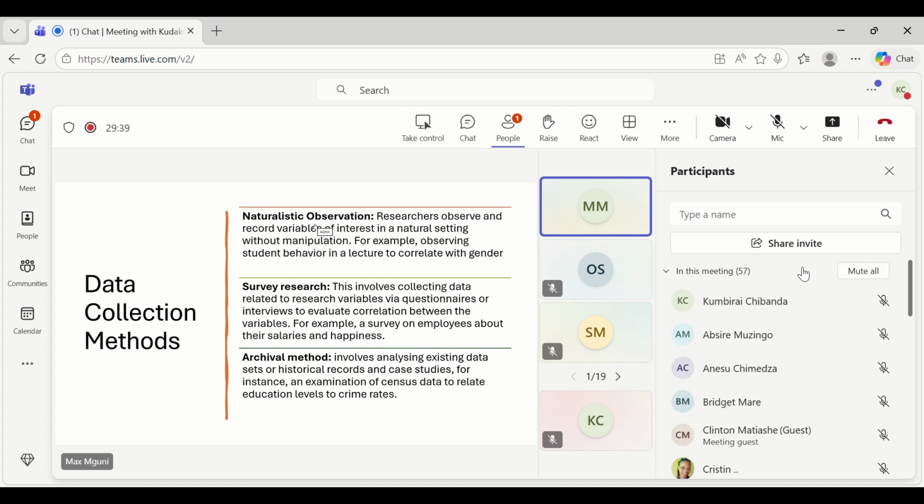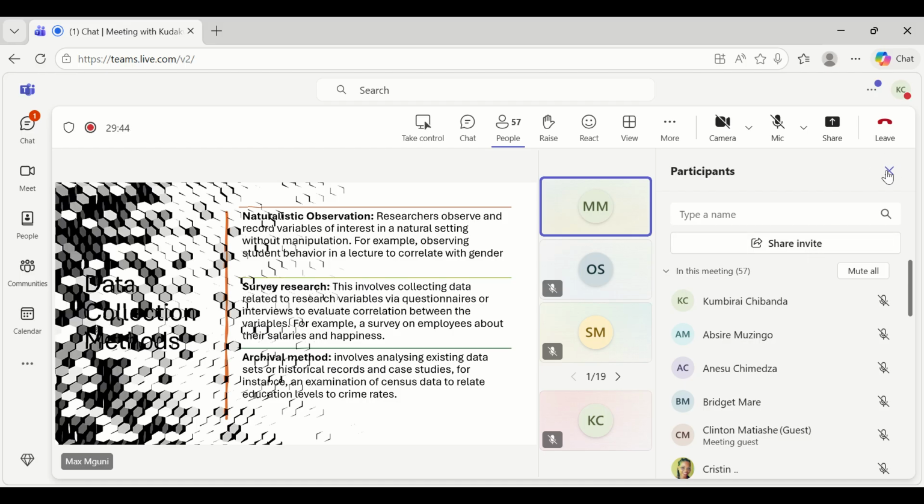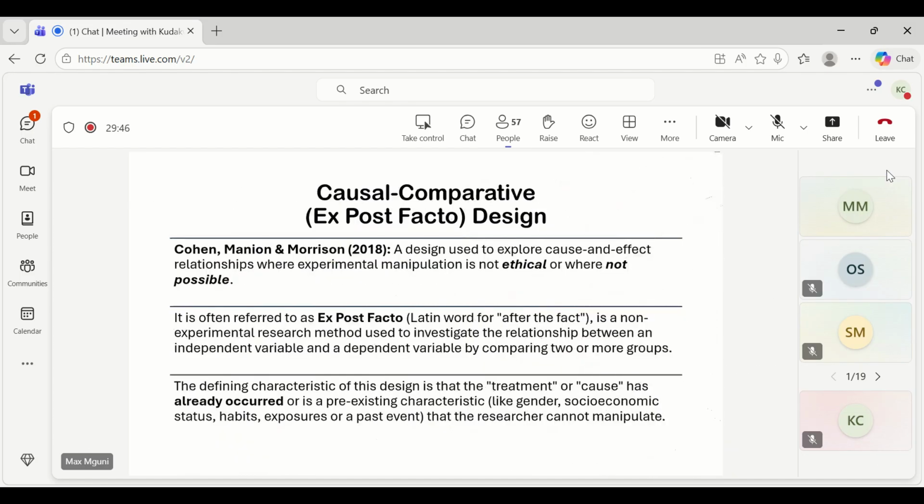Okay, now we move on to the next study design. It's called the causal comparative or ex post facto design. Cohen, Manion and Morrison in 2018 defined it as a design used to explore cause and effect relationships where experimental manipulation is not ethical or not possible. It is often referred to as ex post facto. It's a Latin phrase for after the fact.